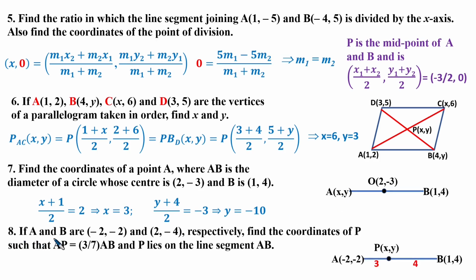Now 8: if A and B are, these are the coordinates of A, this is the coordinate of B respectively. Find the coordinate P of x, y such that AP is 3 by 7 of AB. So this means this is 7. So if this is 3, this has to be 4. So this distance is 3 by 7 of AB, and P lies on the line segment AB, of course. So by substituting m1 and m2 here and x1, x2, y1, y2 in this formula, you will get the coordinate x and y. So this will be x, this will be y.